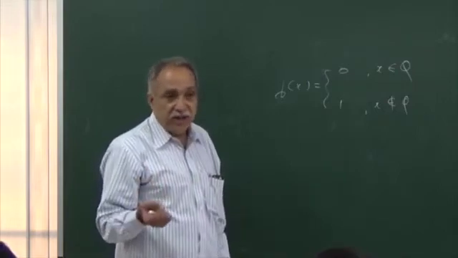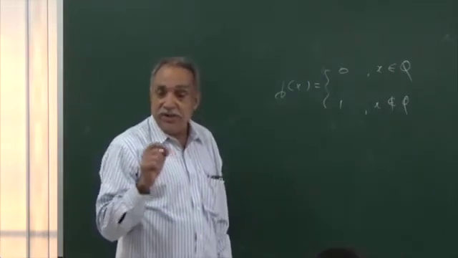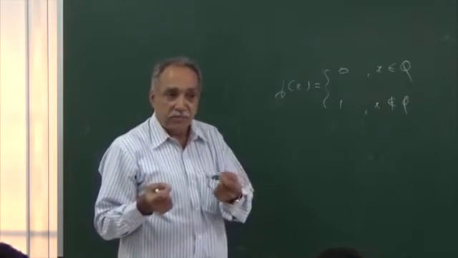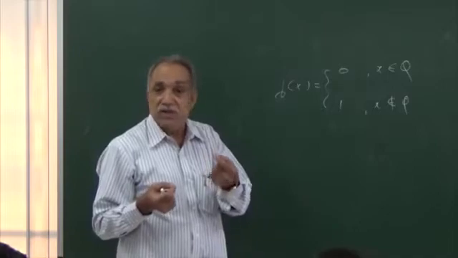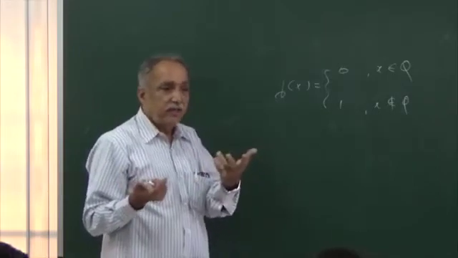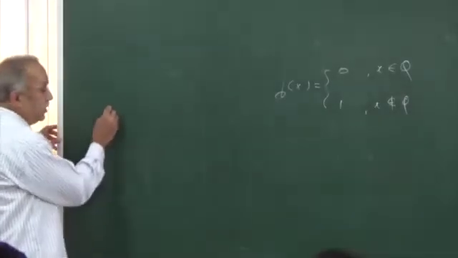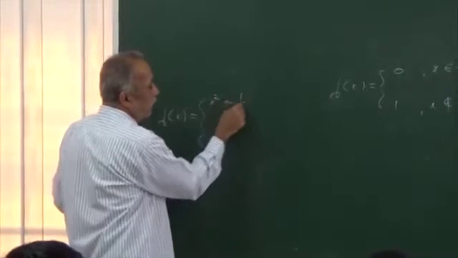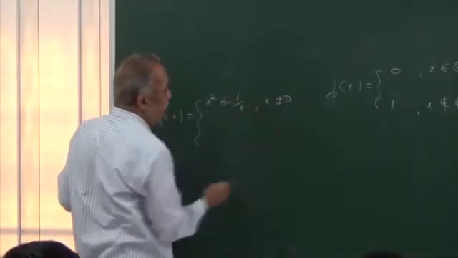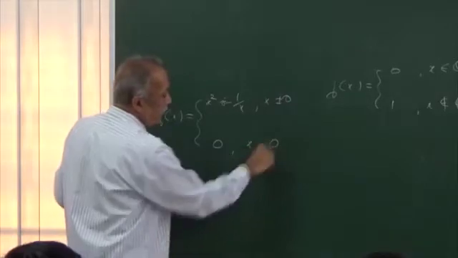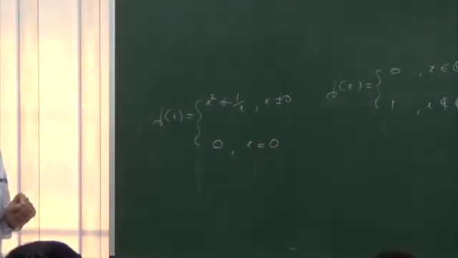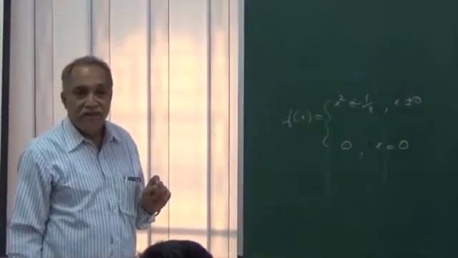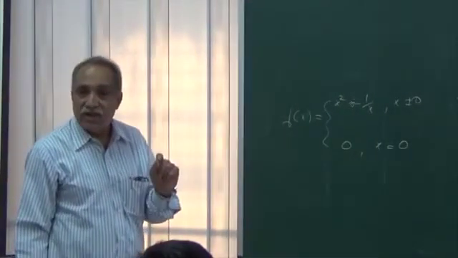Continuous functions have antiderivatives. It does not mean discontinuous functions won't have antiderivatives. Can I provide an example of a discontinuous function having an antiderivative? I can, very simple. Consider this function. Is the function continuous everywhere? Yes. How did I check?